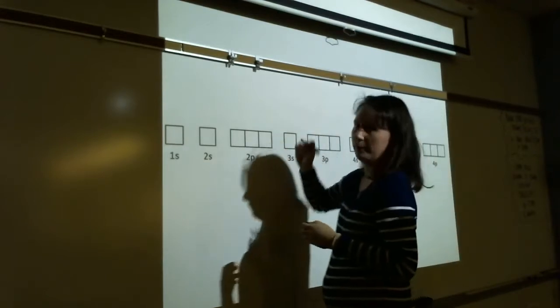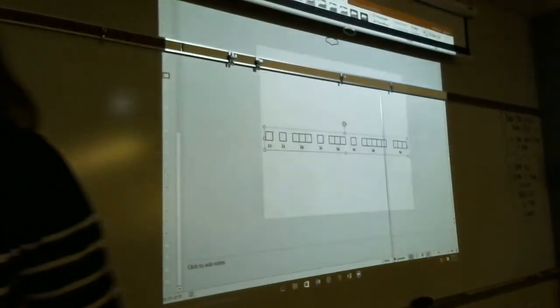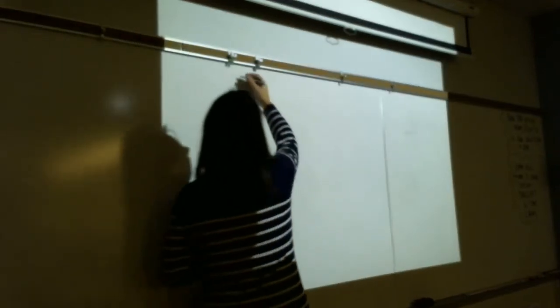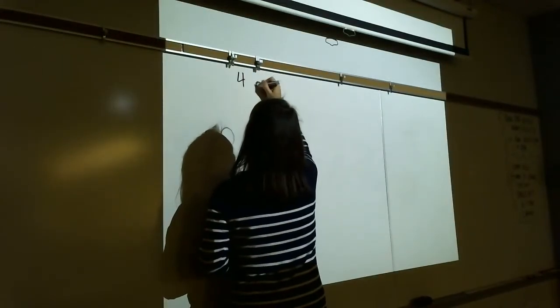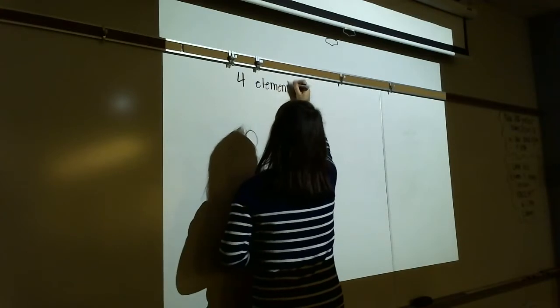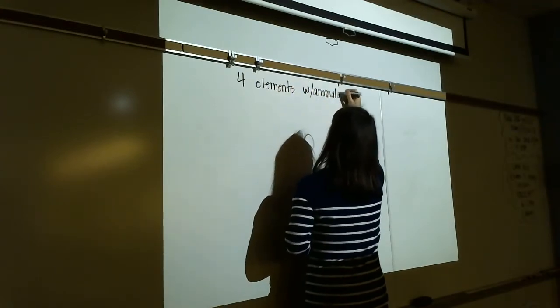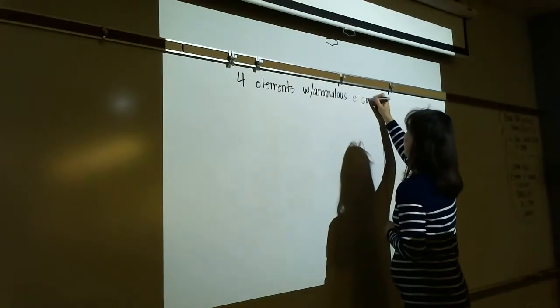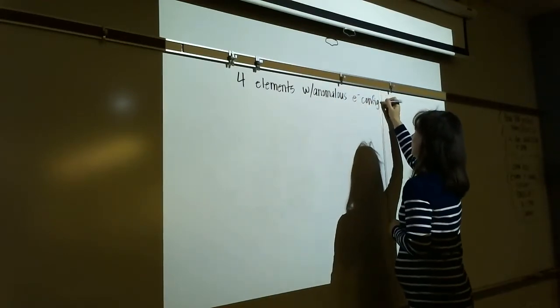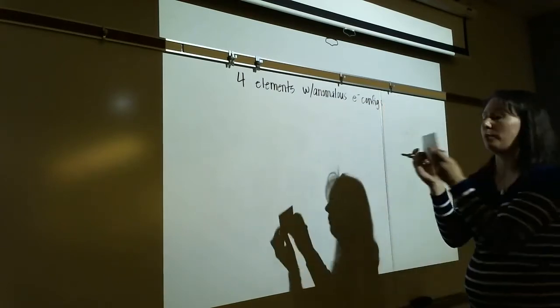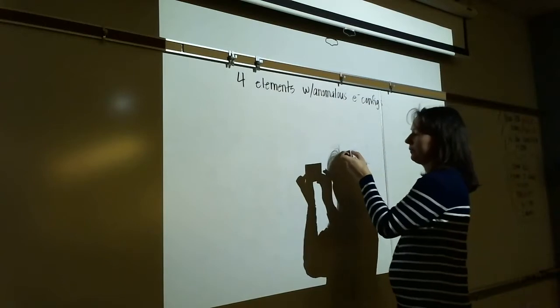So there are 4 elements. Let me get rid of this for a second. So I've got a blank screen here. 4 elements with anomalous electron configs. And here are your 4. So on your periodic table, put a little star next to these guys.